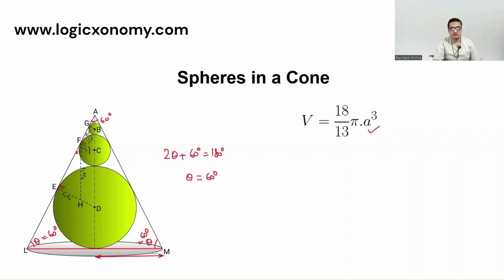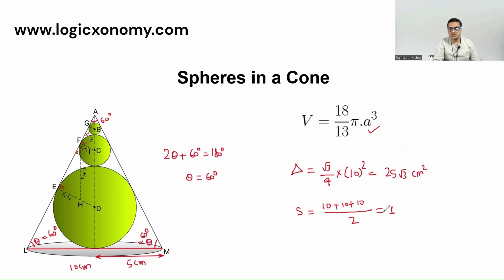Given the base radius of this cone is equal to 5 centimeter, so LM is equal to 10 centimeter. Now the area of this equilateral triangle ALM is equal to root 3 by 4 into side square, which is 100 by 4 is equal to 25, 25 root 3 centimeter square. The semi-perimeter S of this triangle is equal to 10 plus 10 plus 10 by 2 is equal to 15 centimeter.